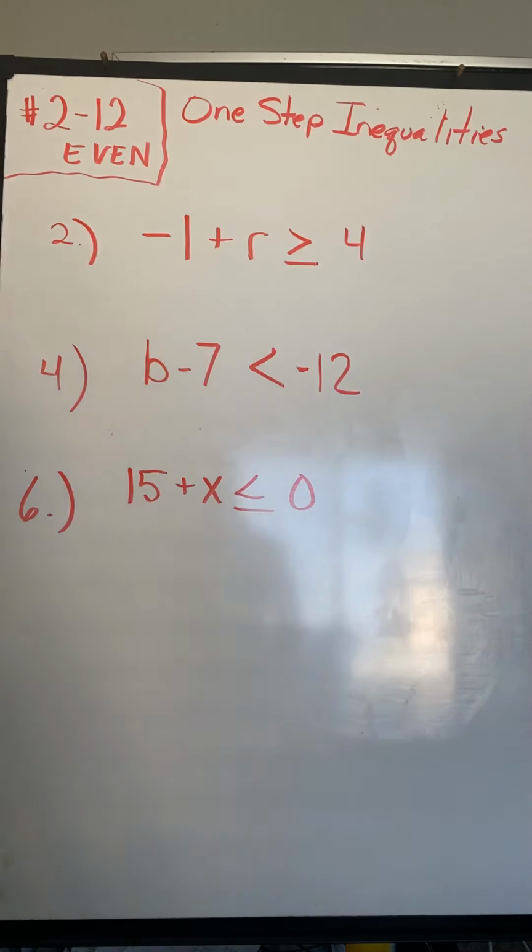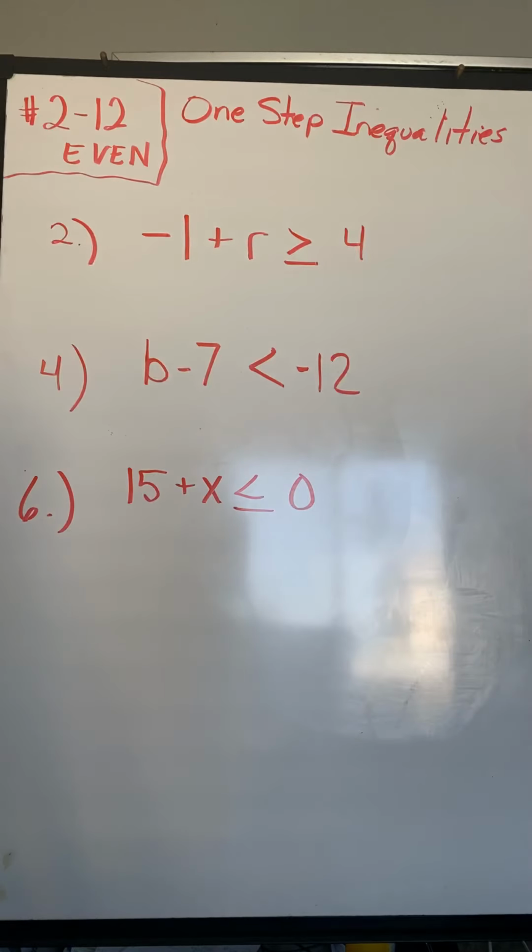Okay, so we have one-step inequalities. This is your guys' assignment. You guys are going to be doing the odds: 1, 3, 5, 7, 9, and 11. I'm going to do the evens: 2, 4, 6, 8, 10, and 12.